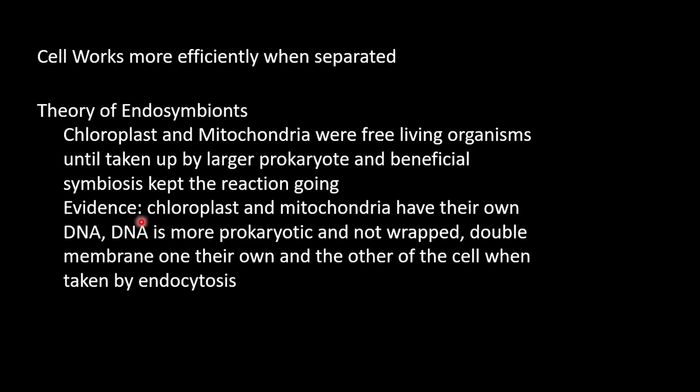Some evidence that this is true is that chloroplasts and mitochondria have their own DNA, suggesting that they were once their own organism. And the DNA is more prokaryotic and not wrapped within both chloroplasts and mitochondria. And both of them have a double membrane. One is their own from when they were living free, and another is of the cell when it was taken in by endocytosis. Remember, the prokaryotic cell actually took in the chloroplast and mitochondria, creating another vesicle around it.